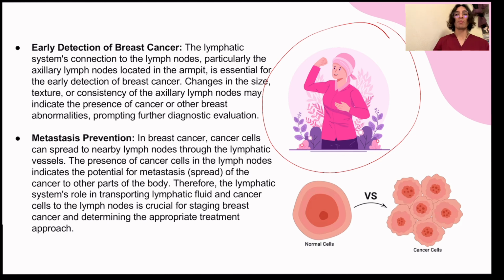Metastasis prevention in breast cancer. Cancer cells can spread to the lymph nodes through the lymphatic vessels. The presence of cancer cells in lymph nodes indicates the potential for metastasis, spread of the cancer to other parts of the body. The lymphatic system's role in transporting lymphatic fluid and cancer cells to the lymph nodes is crucial for staging breast cancer and determining the appropriate treatment approach.